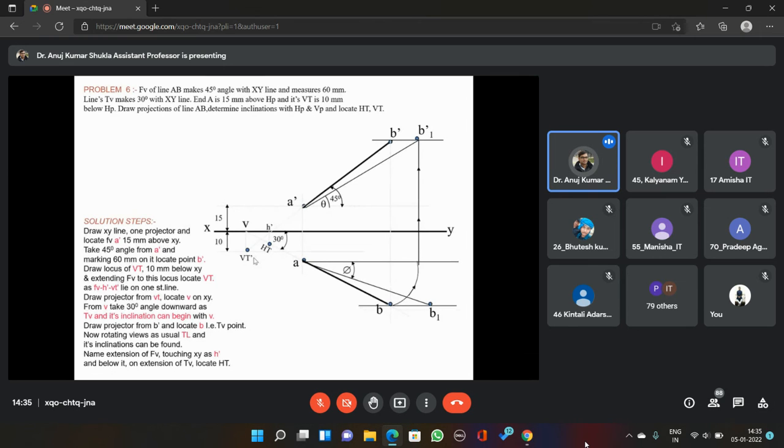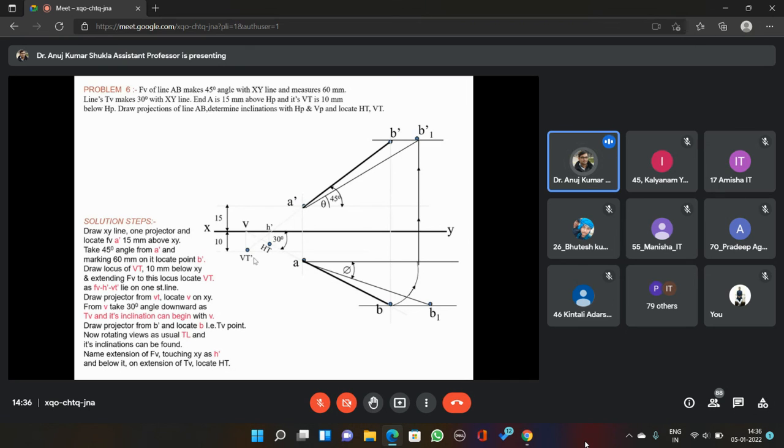Draw the locus of VT, 10 mm below XY, and extend FV to this locus. Locate VT. As FV, S prime and VT prime lie on one collinear line, draw a projector from VT and locate V on XY. From V, take a 30-degree angle downward, and the top view and its inclination can begin with V.